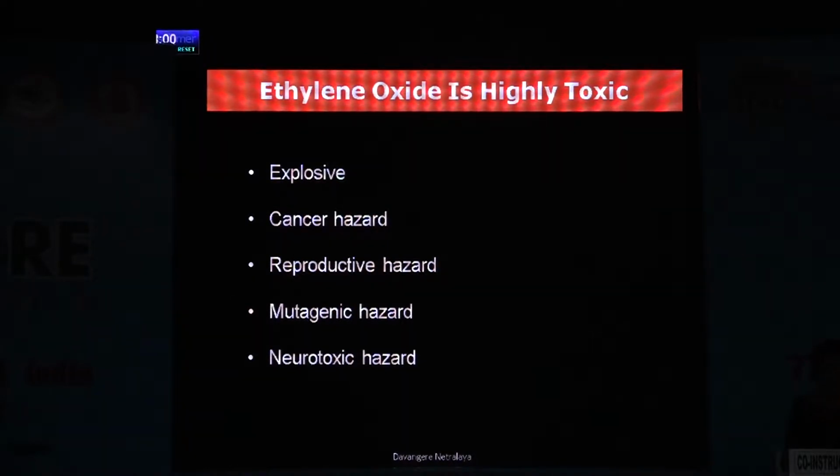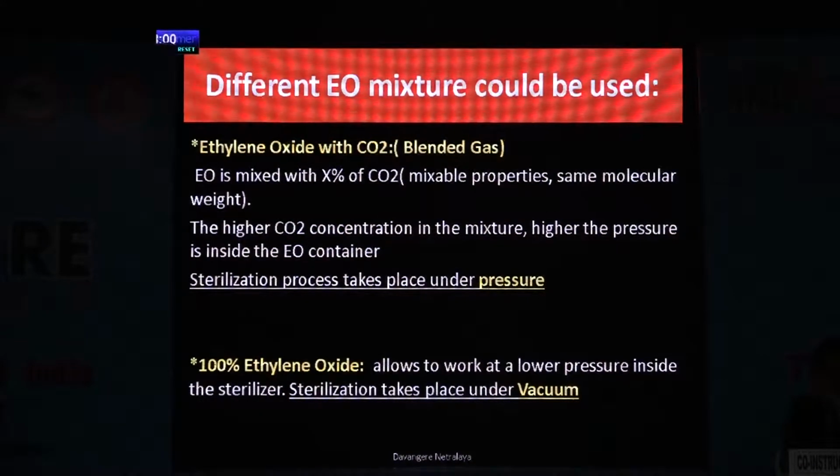Preferably, the ETO should have a separate chamber, compared to clubbing it with other autoclave processes. And it is a cancer hazard. It's mutagenic and sometimes neurotoxic also. So all your working staff is exposed to these gas chemical hazards.